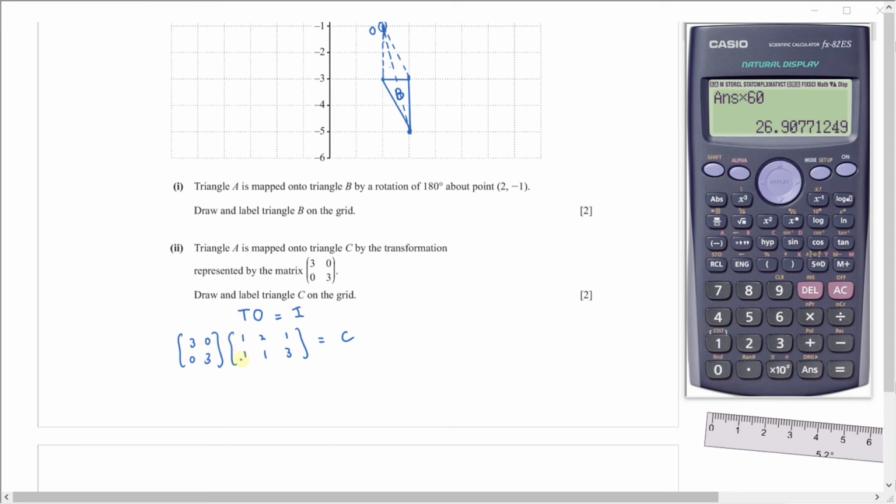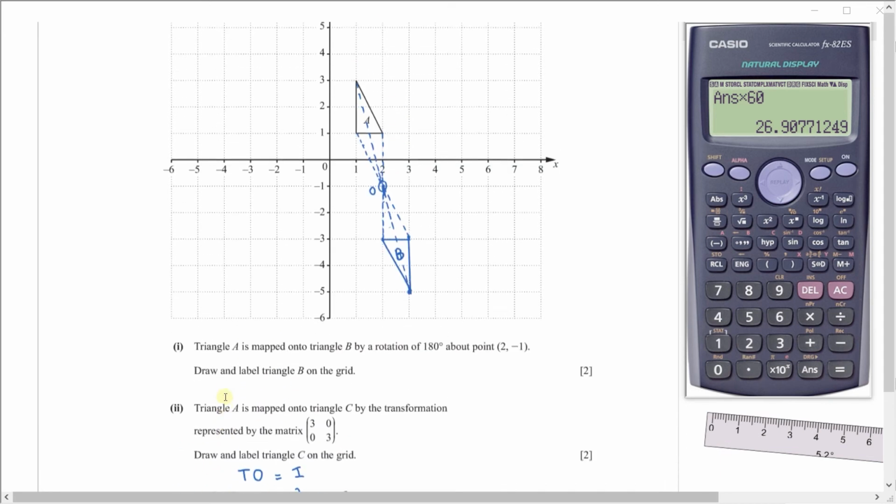This row multiplied by this column will be 3 times 1 is 3 plus 0, so this will be simply 3. Again, 3 times 2 is 6, plus 0, so this is 6. This row multiplied by this column will give you again 3 here. Then this row multiplied by this column, 0 multiplied by 1 plus 3 times 1, so this will be 3. This row multiplied by this column will give you 0 plus 3, so 3, and 0 plus 9. So these are the coordinates for your triangle C.